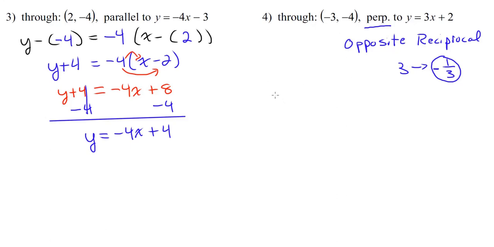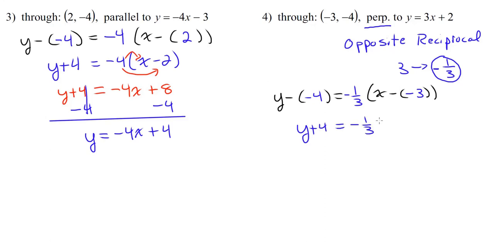So we're going to set up our point slope form. y minus y1 equals our slope times x minus x1. And then we're going to plug in our points. Our slope is negative 1/3. Our x value is negative 3, that goes here. And our y value is negative 4, that goes here. So y minus negative 4 is y plus 4, and here x minus negative 3 is x plus 3.